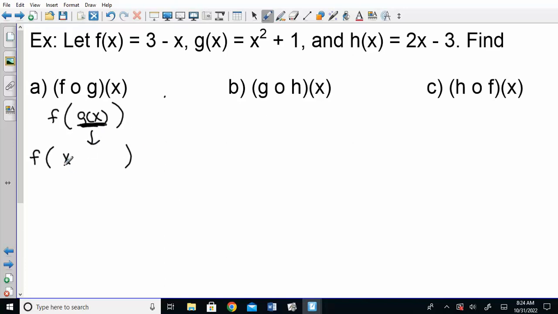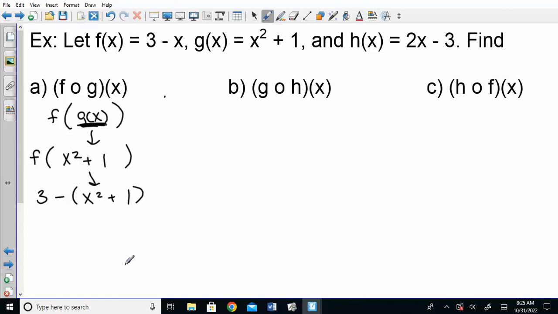x squared plus 1. I thought you put another x in. I mean, it's basically just saying replace the x with an x, so you get the same thing back. Okay, so now I have to put this into f. So f is 3 minus whatever we're plugging in. So I'm plugging in 3 minus x squared plus 1.